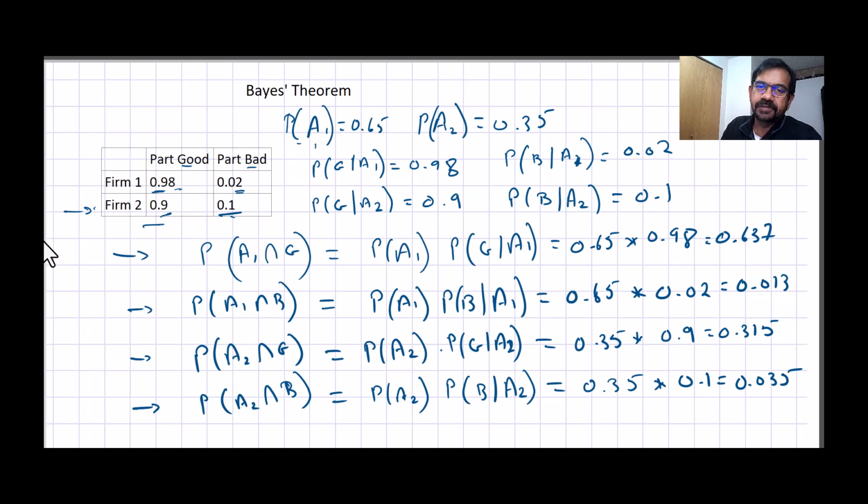Bayes theorem will help us answer, suppose an event occurs. That event is that we get a bad part. What is the probability that that part came from either firm 1 or firm 2?